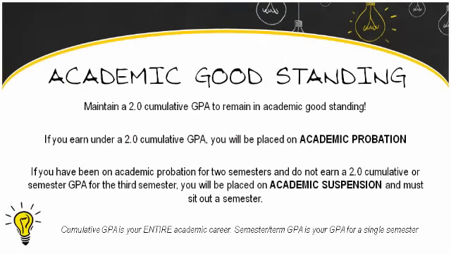To remain in good academic standing, you must maintain a 2.0 cumulative GPA, or a C average. Cumulative GPA, or CUM, is your GPA for the entire academic career. Semester or term GPA is your GPA for a single semester. If you earn under a 2.0 CUM GPA, you'll be placed on academic probation. If you have been on academic probation for 2 semesters and do not earn a 2.0 CUM or term GPA for the 3rd semester, you will be placed on academic suspension and must sit out a semester.